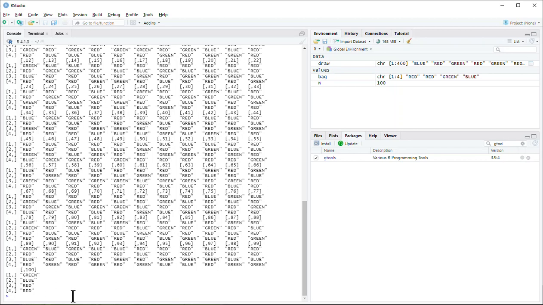So the table works really well. Let's call it draw table.